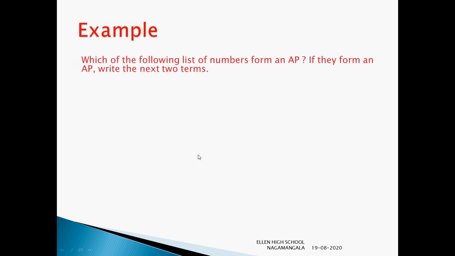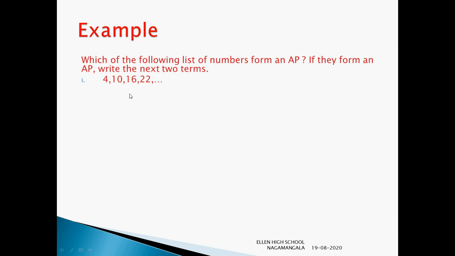See the example problem. Which of the following lists of numbers form an AP? If they form an AP, write the next two terms. That is the given condition. We don't know which one is an AP and which is not. We have to check whether it is in AP or not. If it forms an AP, we have to write the next two terms.